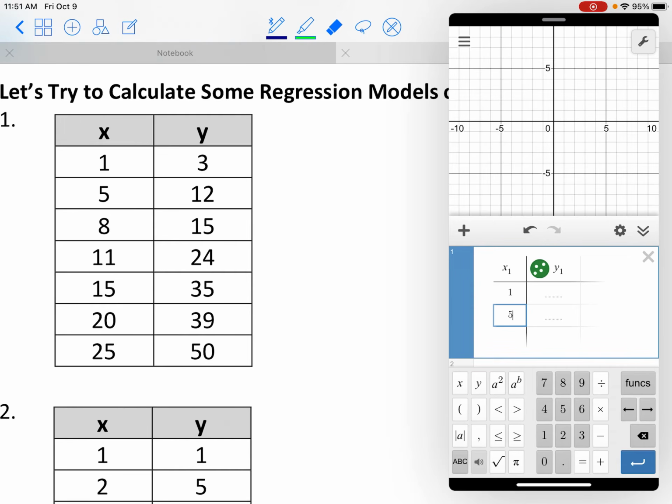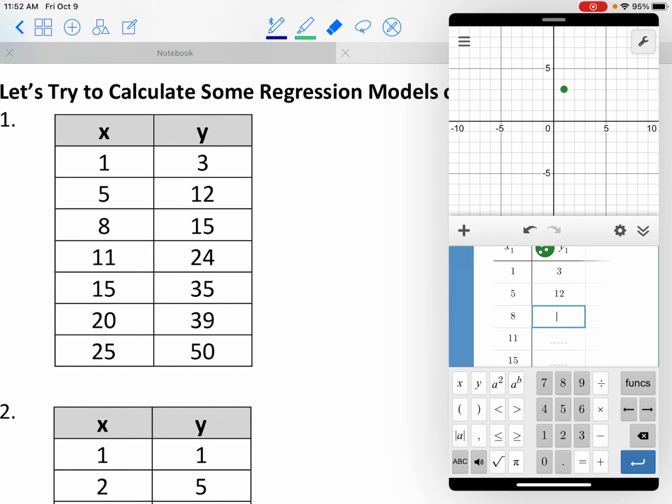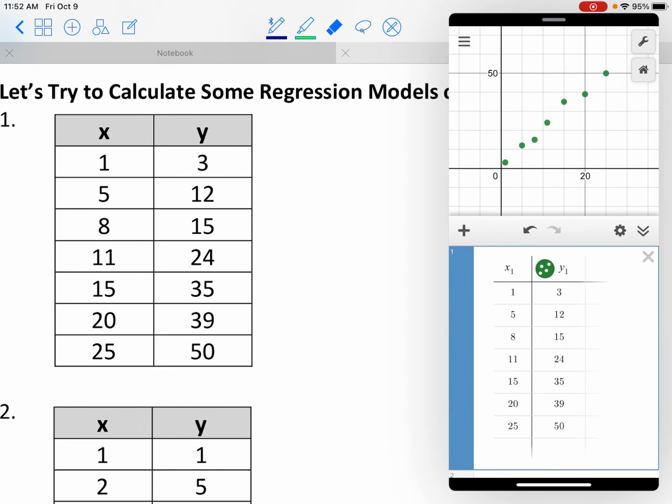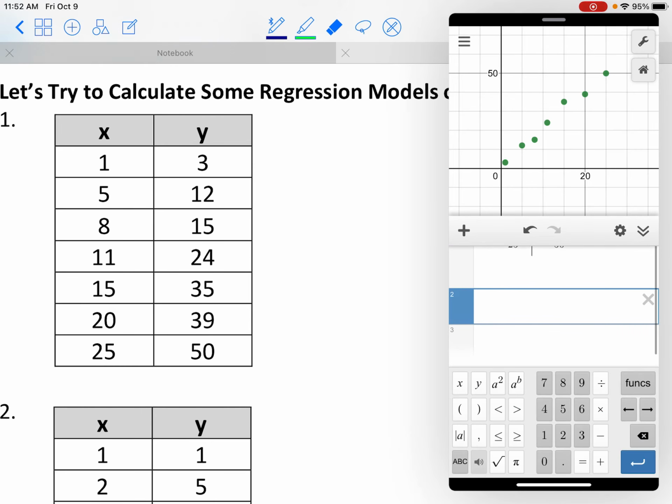So 1, 5, 8, 11, 15, 20, 25, and then 3, 12, 15, 24, 35, 39, and 50. Okay, so I'm going to hit my zoom fit button, and now I can see all the data appear on my screen. And I mean, it looks kind of linear to me, but I don't know, maybe because it's zoomed in, I can't really see the exponential properties happening there.